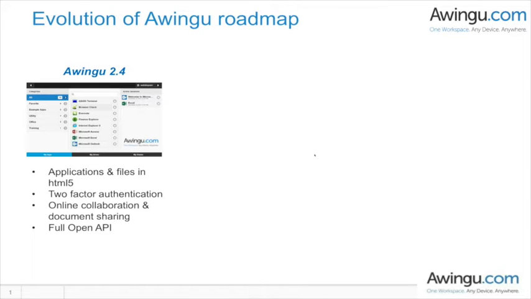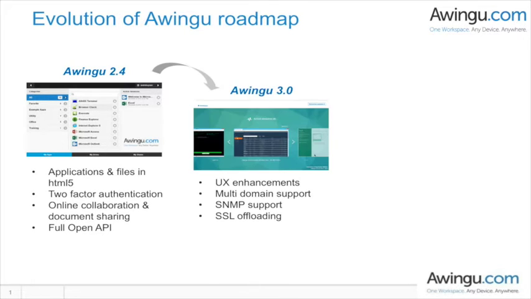And Awingu 2.4 really was the base platform of Awingu. It had all the core functionalities that we bring today. Later in 2015, we released Awingu 3.0, which really brought a lot of emphasis on the user experience enhancements. We introduced the polygon approach, but next to that, we've also done a significant amount of work in the backend, going from multi-domain support, SSL offloading, SNMP support, etc.